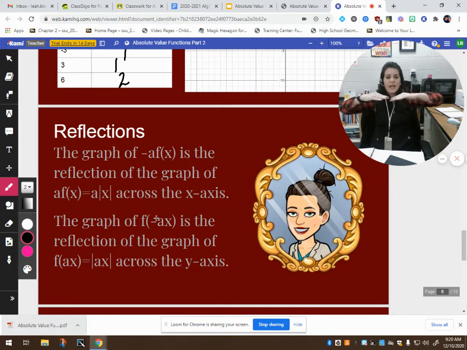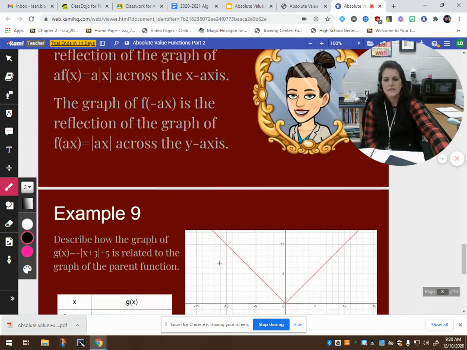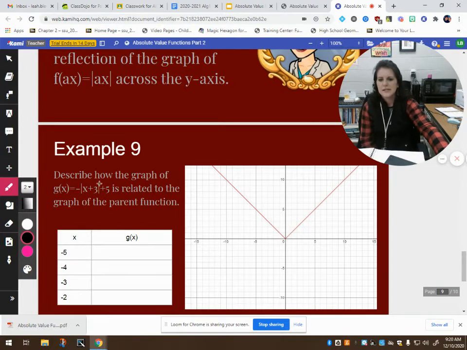So we have negative times the absolute value, which reflects it across the x-axis, not horizontally, it reflects it across the x-axis, and multiplying inside the absolute value reflects it across the y-axis. So let's look at some examples so this will make sense.